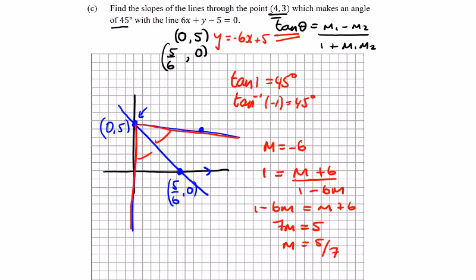And we just take the negative version of it. If we say minus 1 is equal to m plus 6 over 1 minus 6m, we're going to get minus 1 plus 6m is equal to m plus 6. And if we bring the 6m to the right, sorry, the m to the left, we're going to get 5m is equal to 7. So m is equal to 7 over 5.